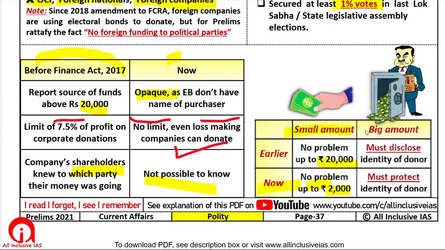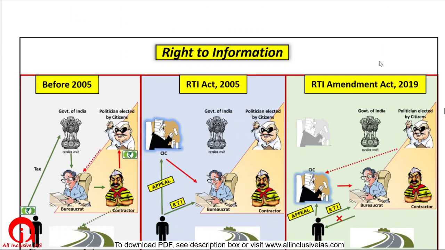But when we are talking about a big amount, earlier the law said that you must disclose the identity of the donor. Once you get more than 20,000 rupees from a person, you have to tell who is that rich person who has given you more than 20,000 rupees. You must disclose. Now the law says you must protect his identity. Unfortunately, that is how things are.